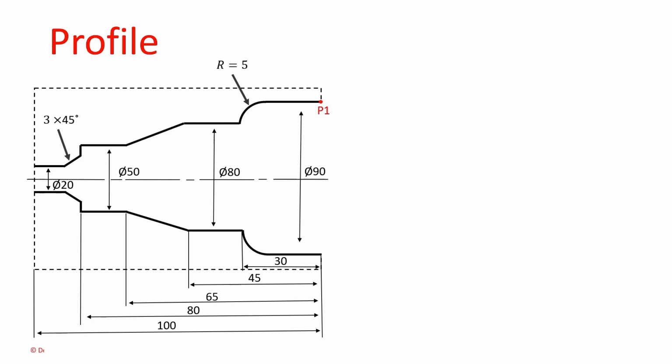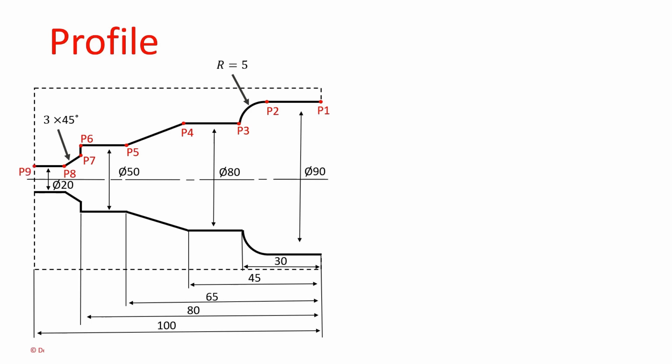Next, the radius start point is P2. The radius endpoint is P3. Next, the linear axis endpoint is P4. The taper endpoint is P5. Next, the linear axis endpoint is P6. The next point, the cross-axis endpoint, is P7. The chamfer endpoint is P8. Then our last linear endpoint is P9.